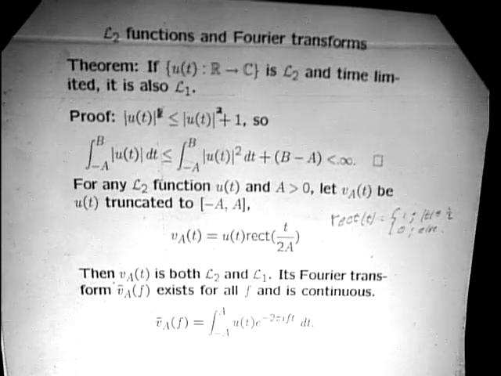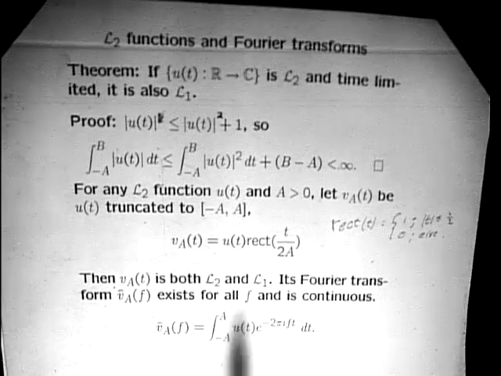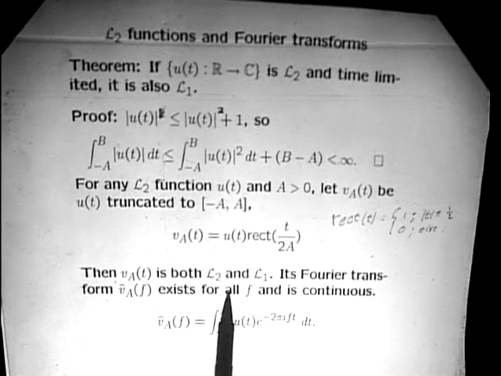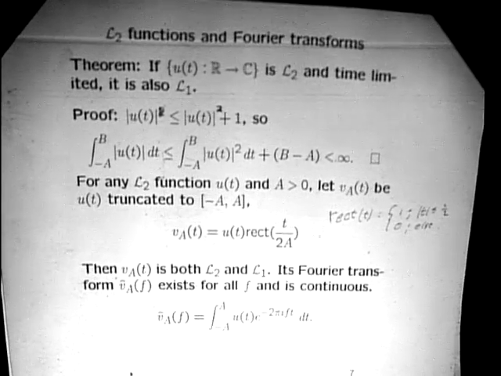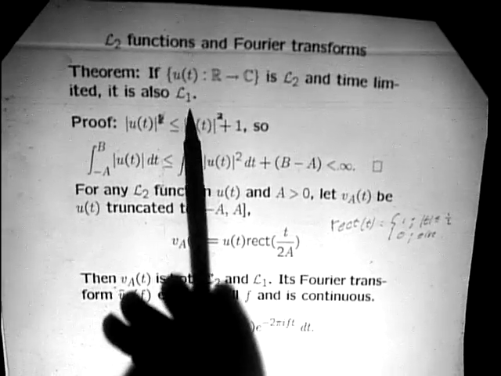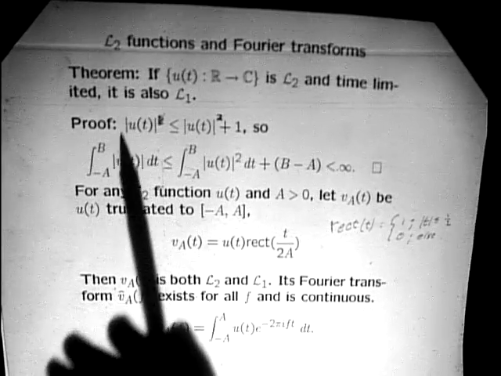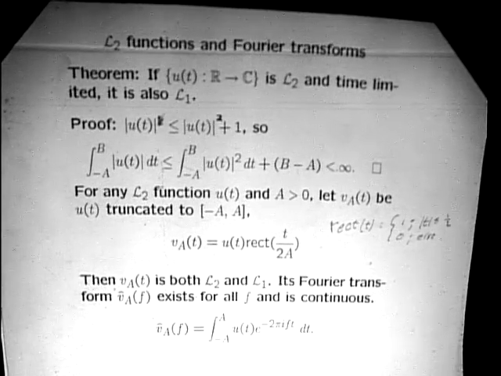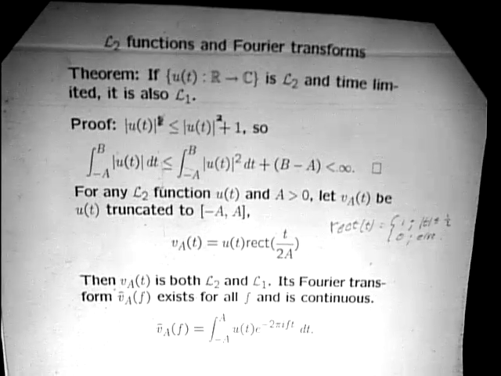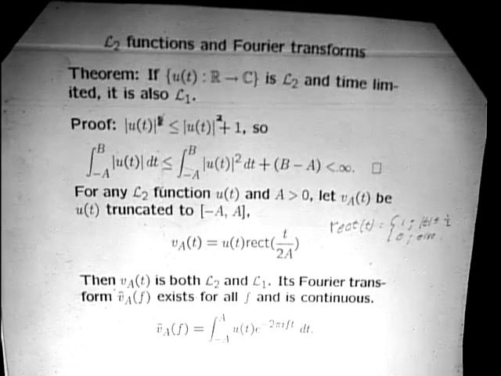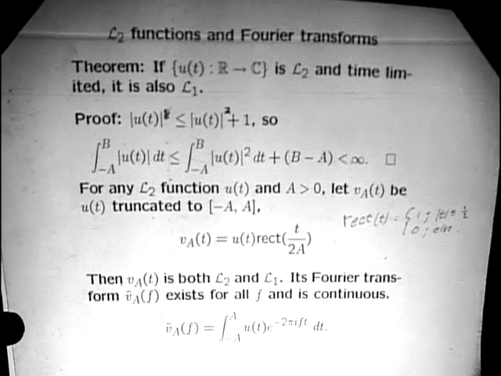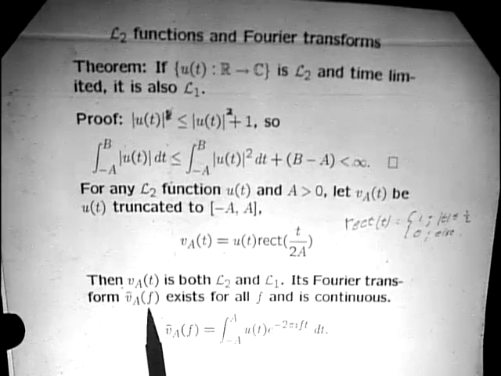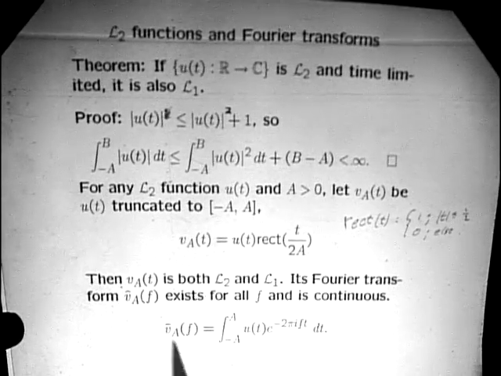Okay, so v sub a of t, by what we've said, is both L2 and L1. We start out with a function which is L2, and we truncate it. Then, according to this theorem here, this function v sub a of t is now time limited. It's also L2, and therefore, by the theorem, it's also L1, and therefore it's continuous. And you can take the Fourier transform of it. v hat a of f exists for all f, and it's continuous.